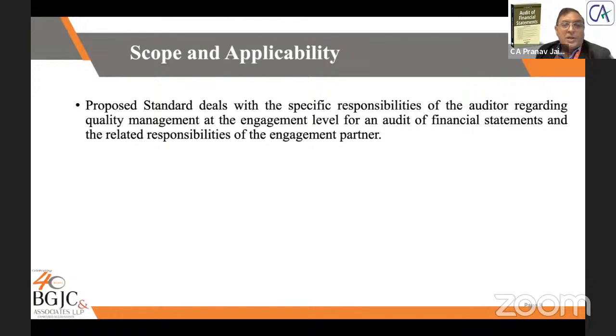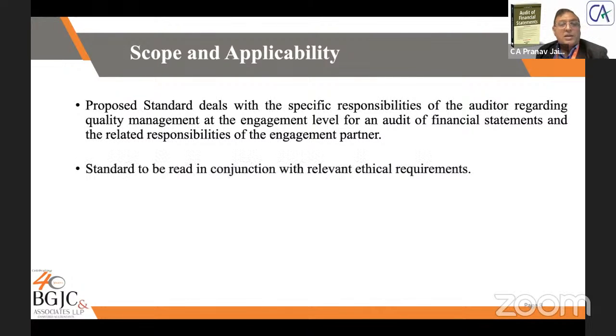Scope and applicability: the standard deals with specific responsibilities of the auditor regarding quality management at the engagement level for an audit of financial statements and the related responsibilities of the engagement partner. The standard has to be read in conjunction with relevant ethical requirements, for example, the Code of Ethics issued by the Institute of Chartered Accountants of India, and the requirements of other acts such as the Companies Act, which prohibits taking up certain engagements.